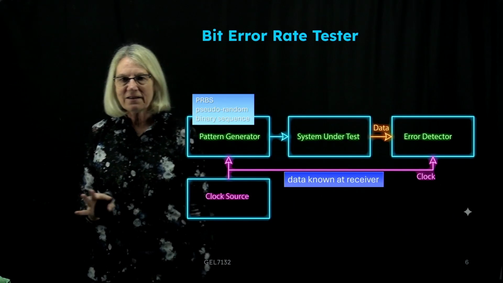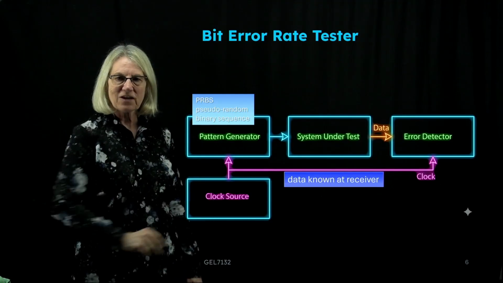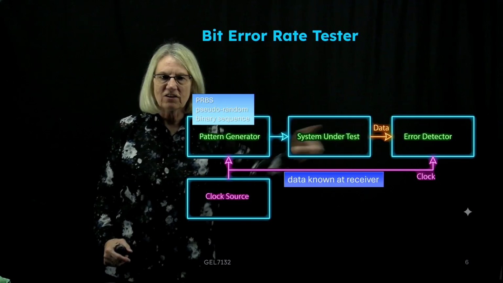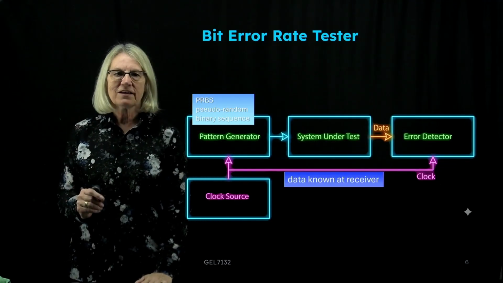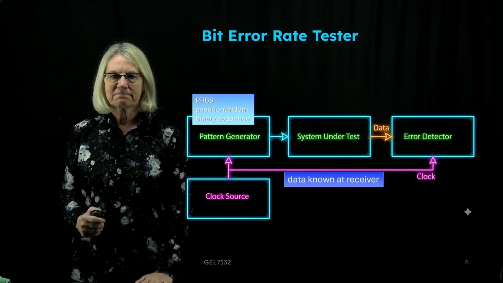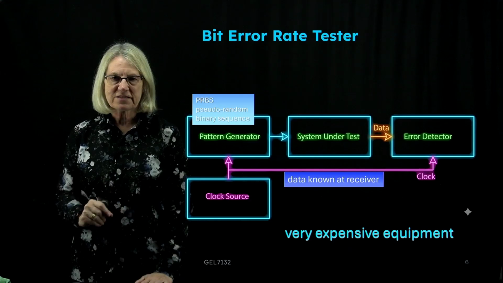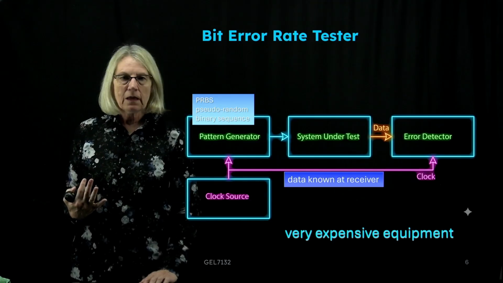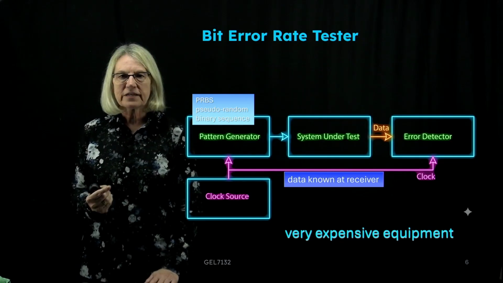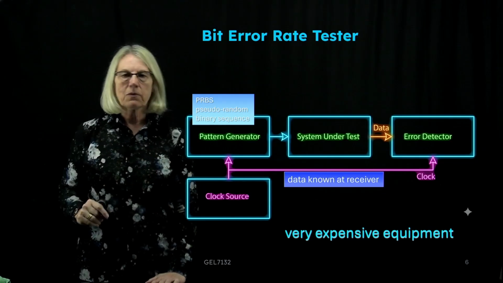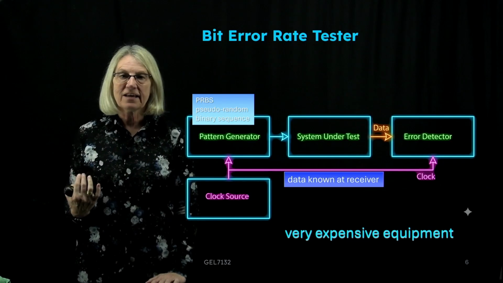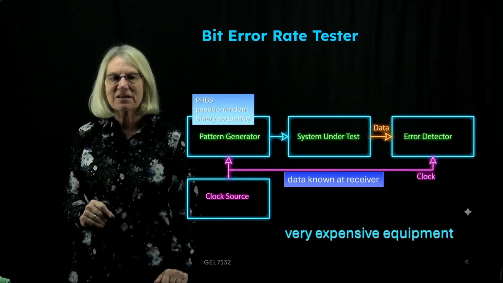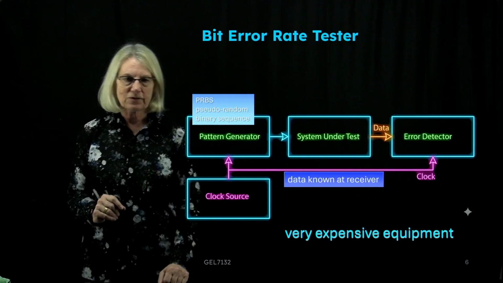So again, a bit error rate tester is dedicated equipment. It's got to know the pattern that is generated, and have the back channel to be able to do this error detection. It's very expensive equipment, so this is not something that's always available. When we do our experiments, we're not going to have this dedicated unit, but we're going to do some offline processing where we can mimic this dedicated equipment. But even that is very expensive because we need a real-time oscilloscope to do that.